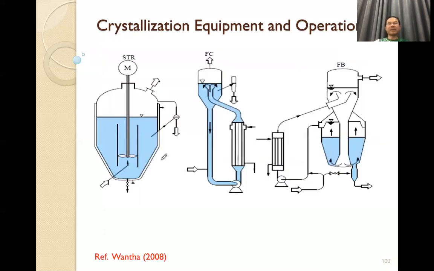And the last topic for this lecture, in this section, we talk about the equipment. For this case, I will show you three types of crystallizer. The first one is the stirred tank reactor, or stirred tank crystallizer. For this case, we have the stirrer.